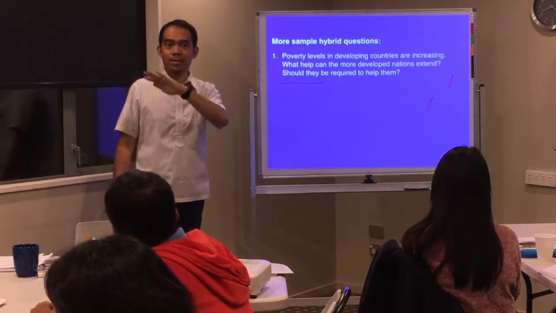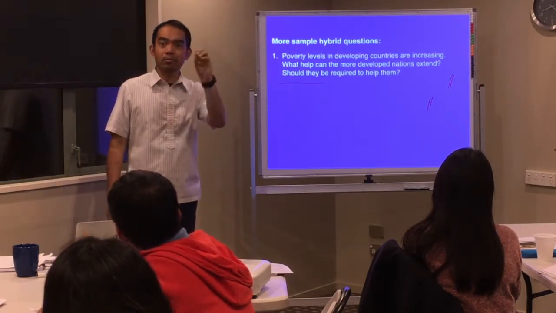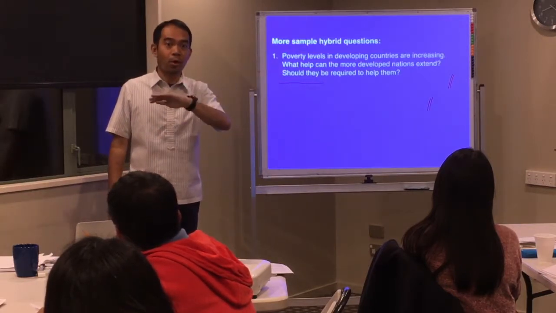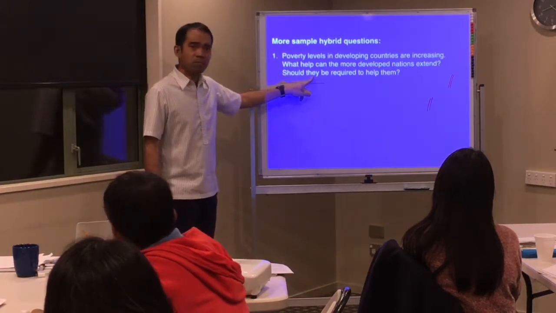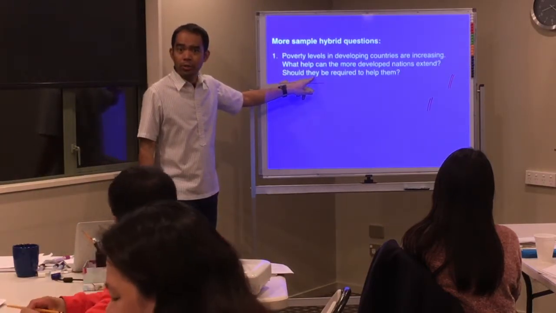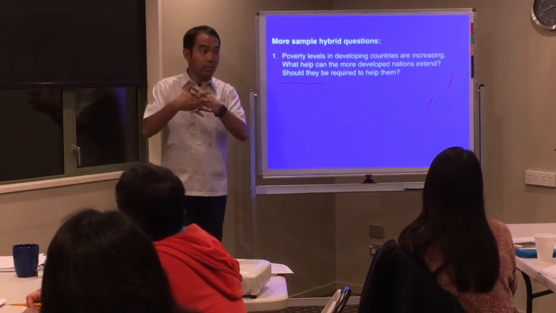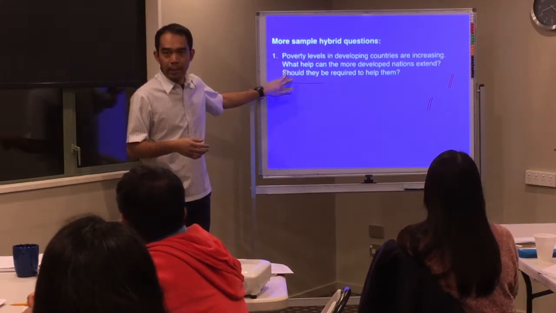That's a yes, no question, right? So it's like an opinion essay, because in an opinion essay you say yes or no, agree, disagree. Should they be required to help them? Yeah, I agree, they should. Or no, I don't think so. So it's a cross between an enumerative and an opinion essay.